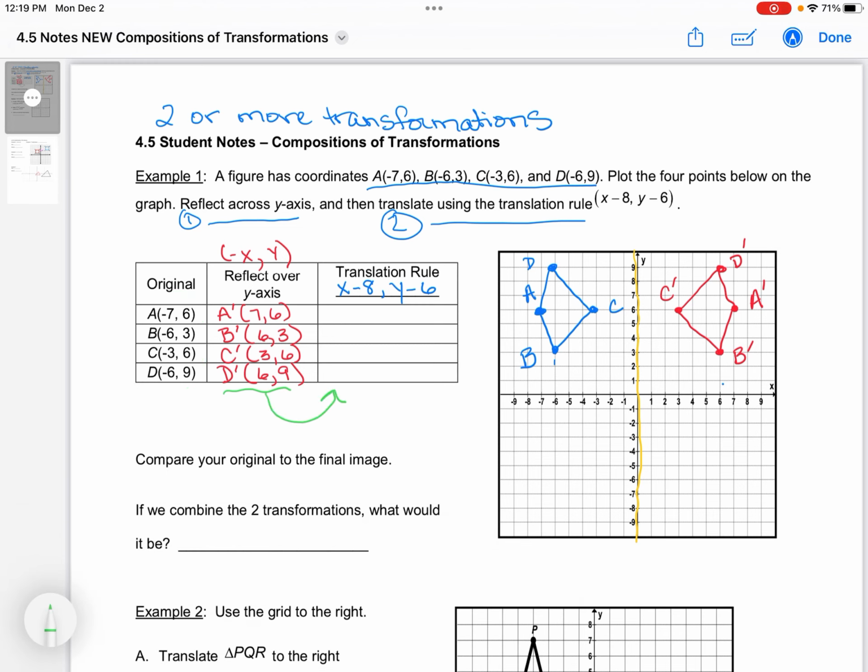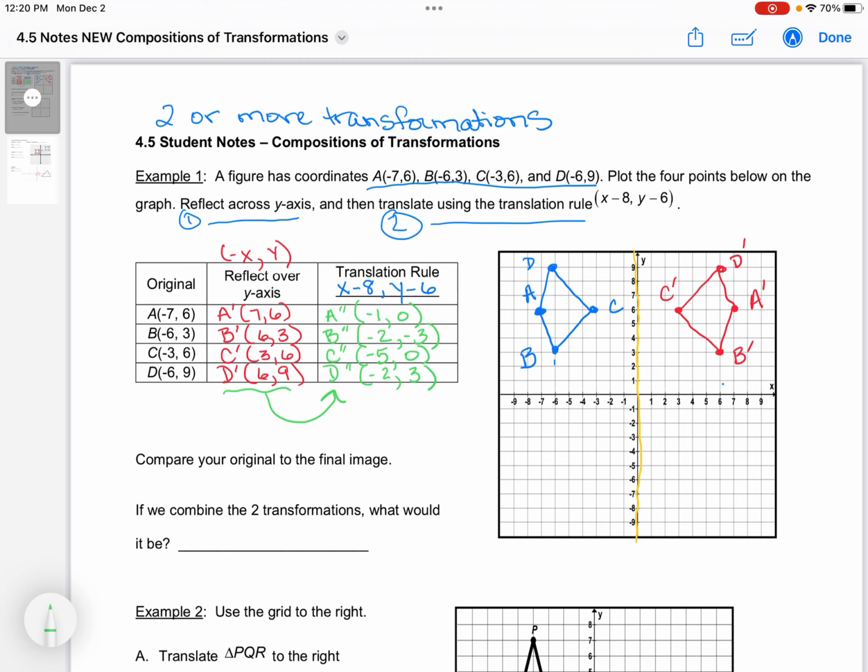I'm going to use these values, and I'm going to subtract 8 from my x, and I'm going to subtract 6 from my y. I'm going to subtract 8 from my x and 6 from my y. I'm going to subtract 8. I have to say it, otherwise I'll forget what I'm doing. And 6. And negative 2. And 3. All right, let's see if that looks like I moved it 8 down.